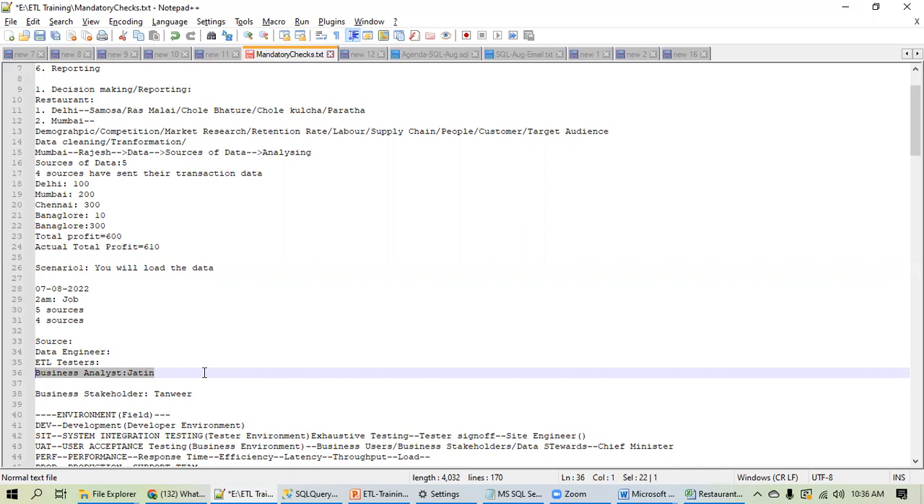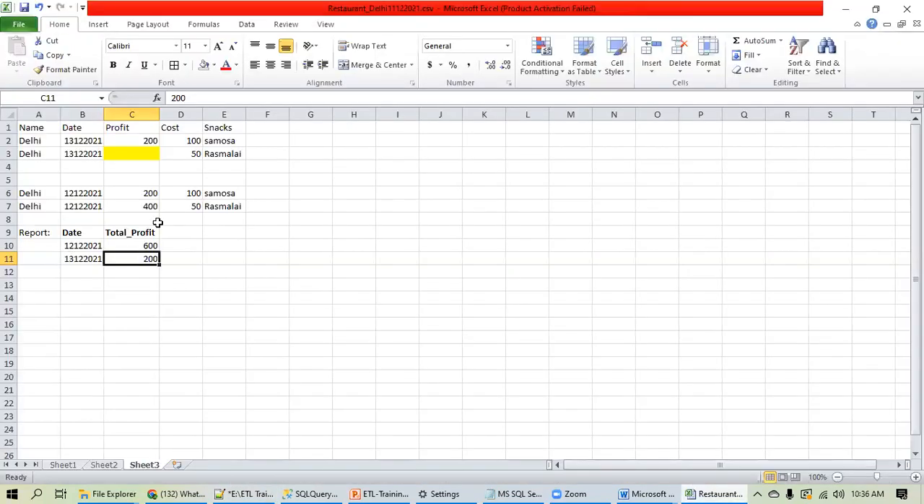Jatin will ask the ETL tester, can you check the data where it lags? Okay, good. So what you are telling, this was the scenario 5, 6 years back. If there is any issue on the report, the business analyst will either contact the ETL testers or get in touch with the data engineer. He will tell the problem statement: the profit has decreased, please find the reason.